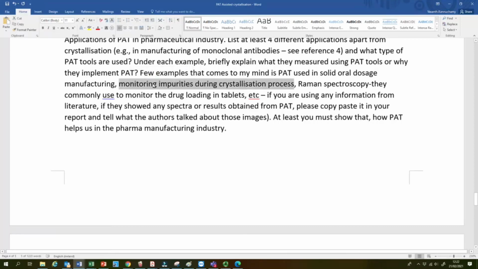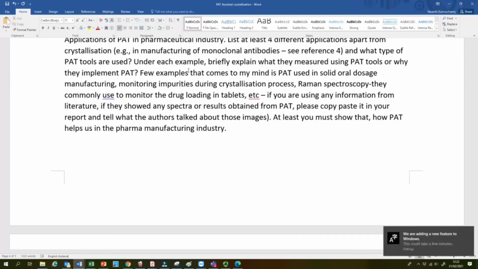They use PAT tools to monitor impurities, if there are any impurities in the solution during the course. Imagine you are crystallizing paracetamol, and suddenly the paracetamol degraded in the solution, then FTIR can give you such information. It tells you there is something happening in the crystallizer. I see some new compound, probably something degraded inside your crystallizer.